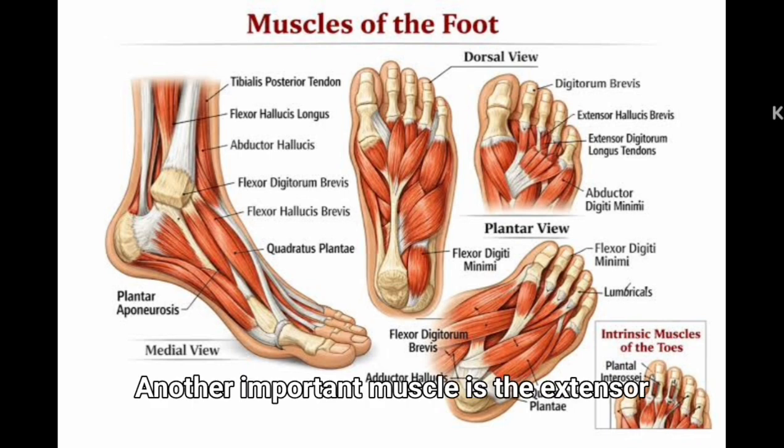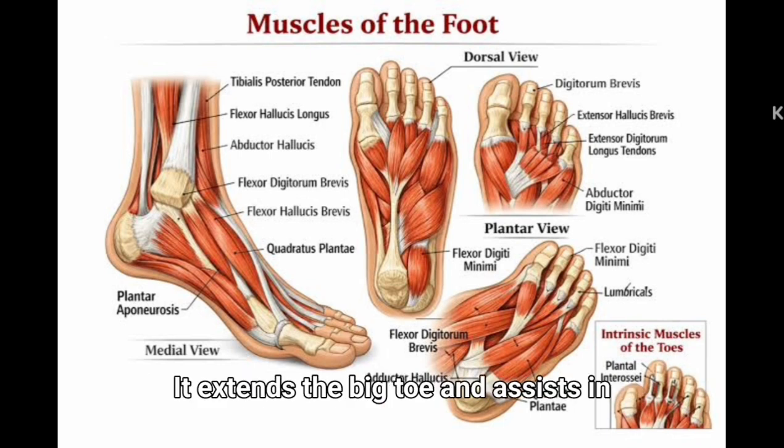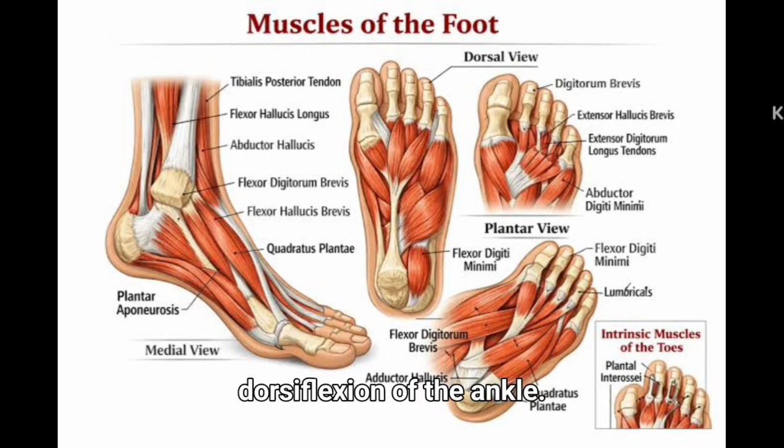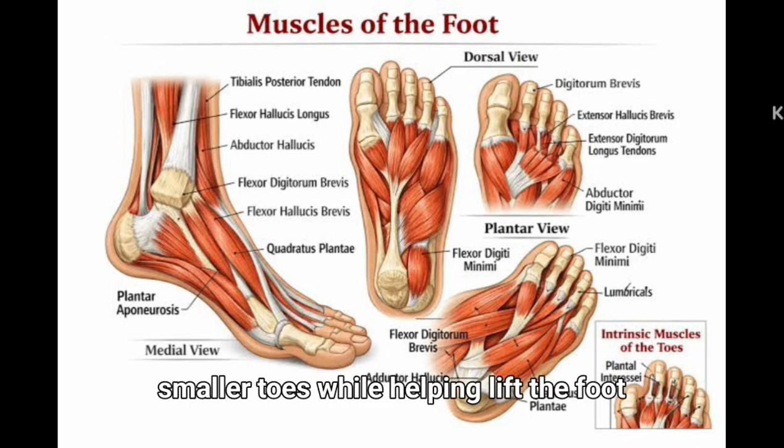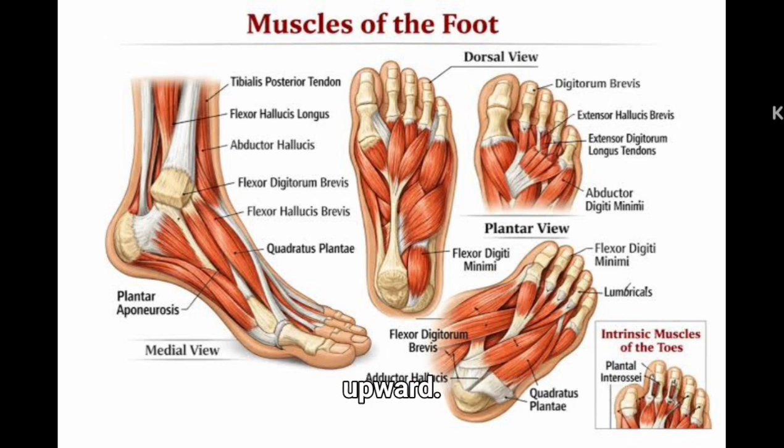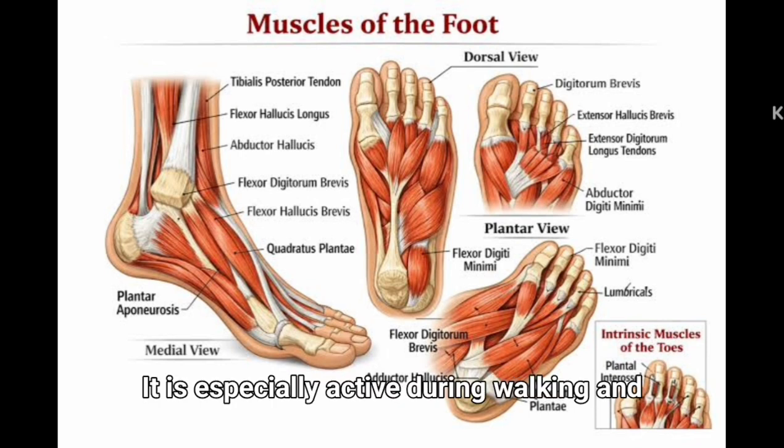Another important muscle is the extensor hallucis longus. It extends the big toe and assists in dorsiflexion of the ankle. The extensor digitorum longus extends the four smaller toes while helping lift the foot upward. It is especially active during walking and running.